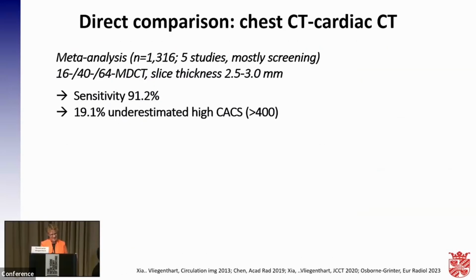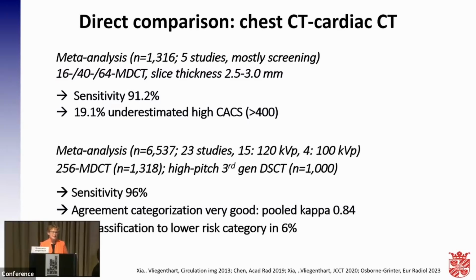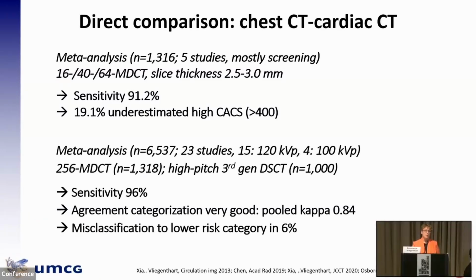Right. More recently, a meta-analysis published last year, which also included new generation CT scanners and protocols, with 256 MD-CT and high-pitch third generation dual source CT as the largest studies, found the sensitivity for calcium to be 96%. Agreement of categorization of calcium score categories was very good, kappa of 0.84, and misclassification to a lower risk category was reduced to 6%. So quite reasonable. Good news.